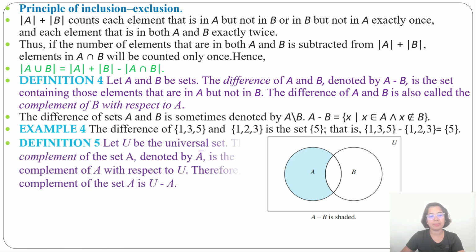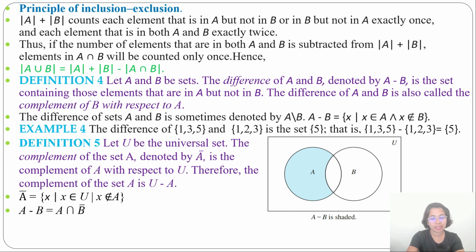Next, definition 5, it's about complement. Let U be the universal set. The complement of set A is denoted by A complement, with a bar above A, and is the complement of A with respect to U. U is our universal set. Therefore the complement of set A we can write as U − A, or U difference A. So the complement of A equals {x | x ∈ U and x ∉ A}. A − B we can write as A ∩ B complement.